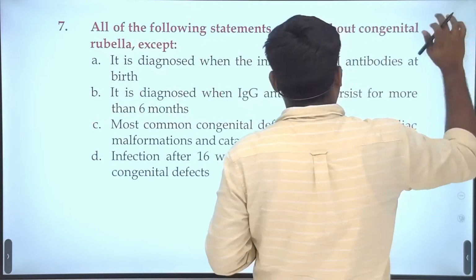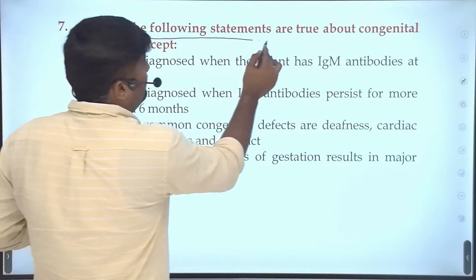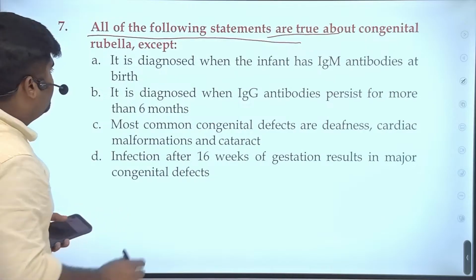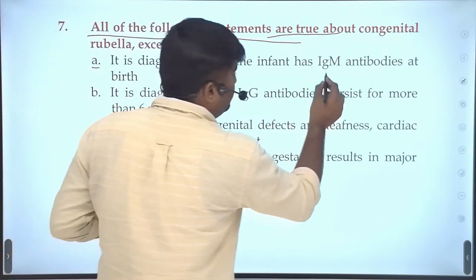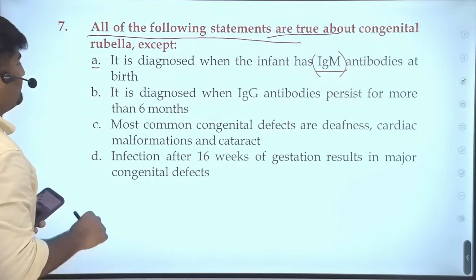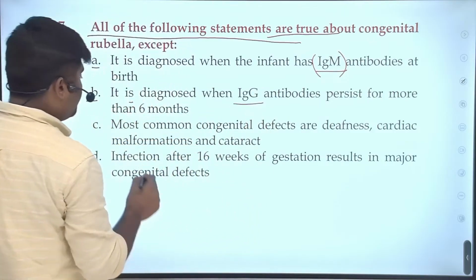Coming on to the next point. Which of the following statements are true about congenital rubella except? It is diagnosed when the infant has IgM antibody. Yes, it is the primary thing. Antibodies at birth. It is diagnosed when IgG antibodies are present for more than 6 months.